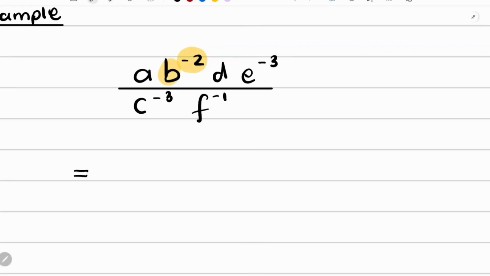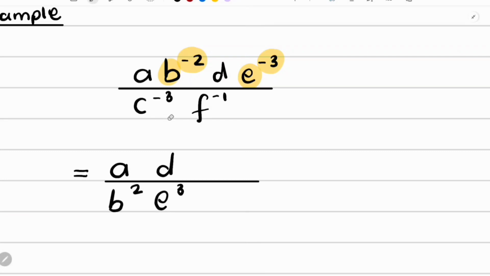I can start off by writing this as a. A does not have a negative exponent. In fact, it has a positive exponent of 1, so it stays a. The b, however, needs to move to the denominator. So that's going to become b to the power of positive 2. If I keep on moving, I see d, and so I'm going to say d, and that doesn't move anywhere. It doesn't have a negative exponent, so it stays there. Then we have an e to the power of negative 3. That has a negative exponent. It needs to move to the denominator. So that is now e to the power of positive 3.